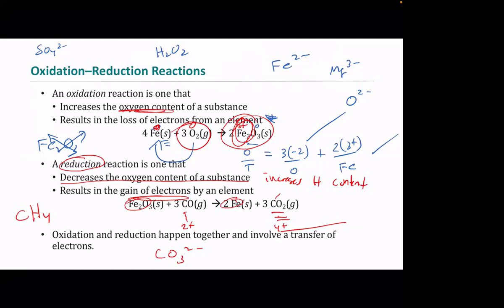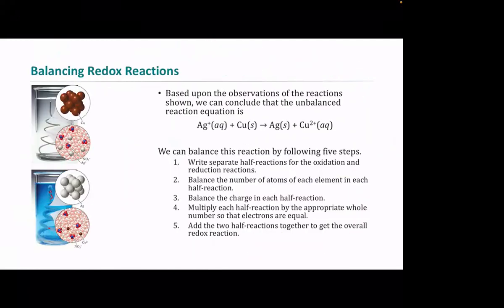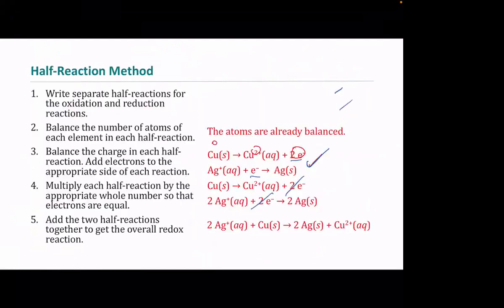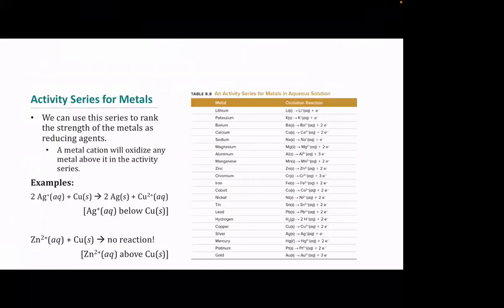So oxygen is a great oxidizing agent. It's the one that's ubiquitous. It's everywhere, right? It's a pretty strong oxidizing agent. So therefore, it likes to be reduced. So an activity series for metals. You can use this series to rank the strength of metals as reducing agents. The metal cation will oxidize any metal above it in an activity series.